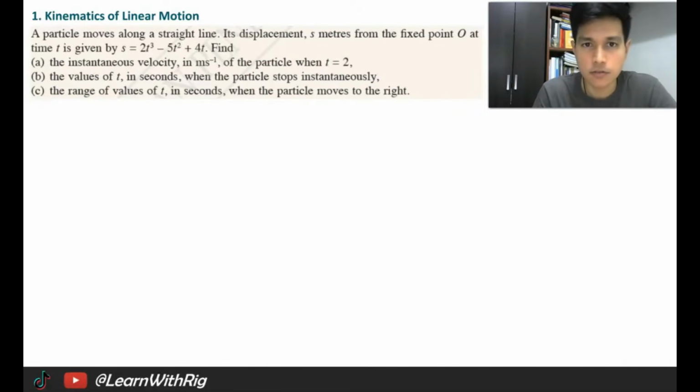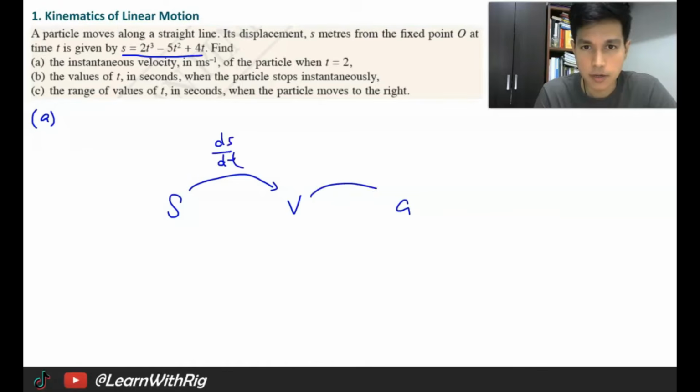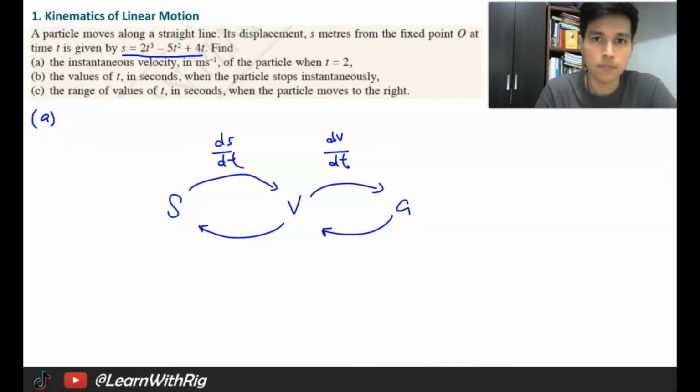A particle moves along a straight line. Its displacement s meters from a fixed point at time t is given by, so they give you the function of displacement. Find, question A, the instantaneous velocity when t equals 2. So question A, they asked to find the velocity. So I told you all the relationship, right? S, V, A. If you want to convert displacement to velocity, you have to differentiate. Same thing, if you want to find acceleration, you have to differentiate velocity, and if you want to go backward, it's integration. Okay, please take note of that.